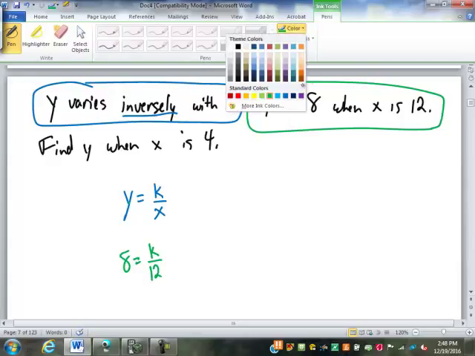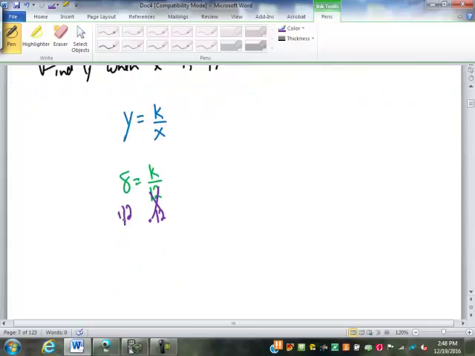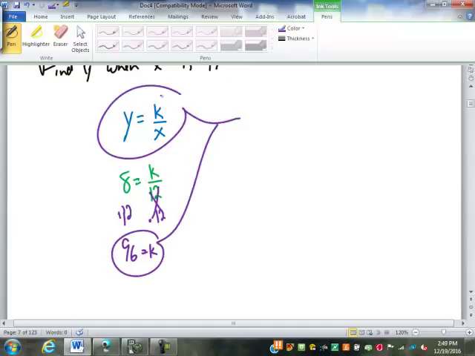Then, well, we're going to multiply by 12 first to find k. So 12 is gone. 8 times 12 is 96 equals k. So that's telling us that our relationship here, instead of y equals k times x, or k divided by x, is actually y equals 96 divided by x.